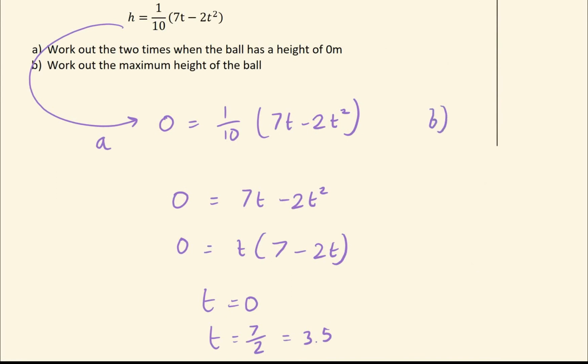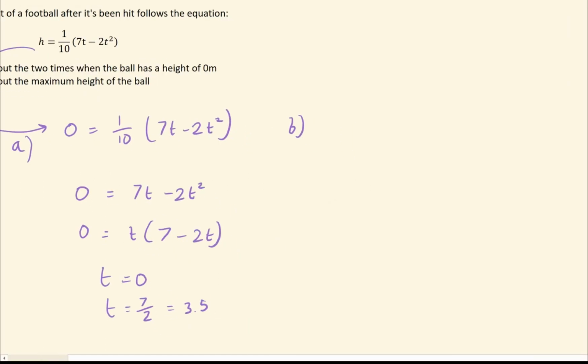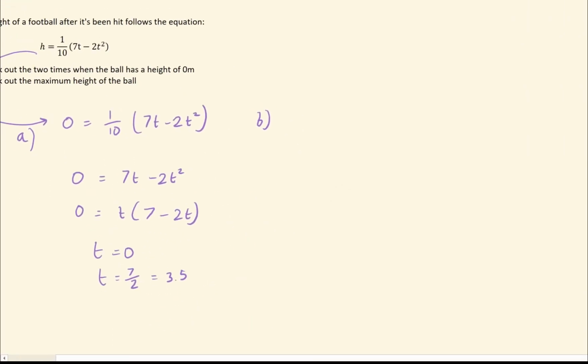Part B, we want to work out the maximum height of the ball. So, this isn't obvious, but you should know a few basic facts about a parabola, which is basically what this is. If I do a quick sketch, it's going to look something like that. Height of 0 is 0, and height of 0 at 3.5. This is a parabola, which means it's reflective, so therefore its highest point is going to be in the middle. So the middle of 0 and 3.5 is going to be 1.75. That's going to be at its highest, because it's between the two zeros.